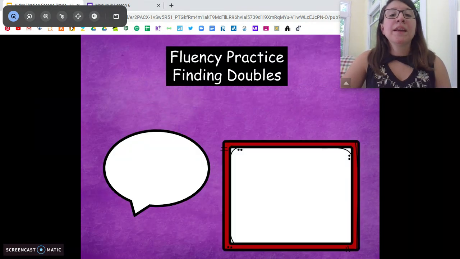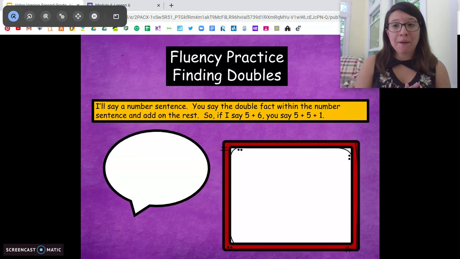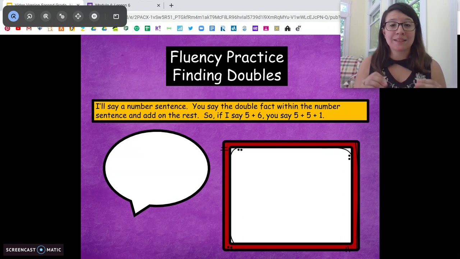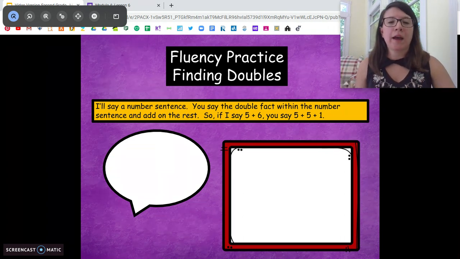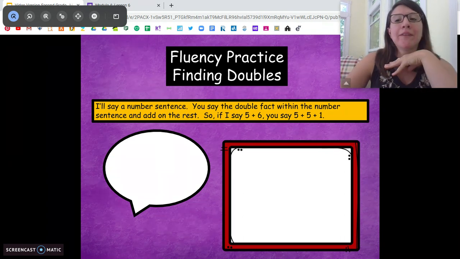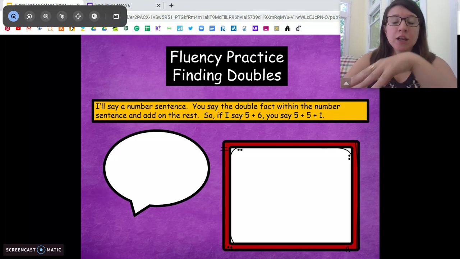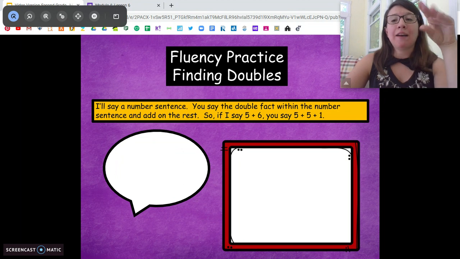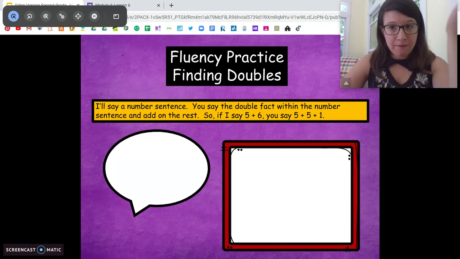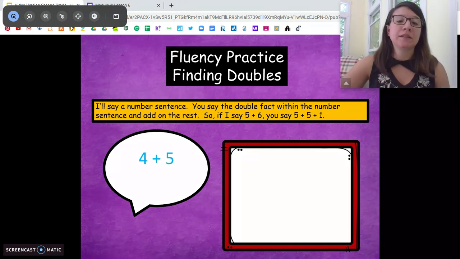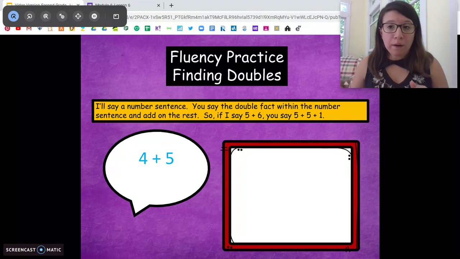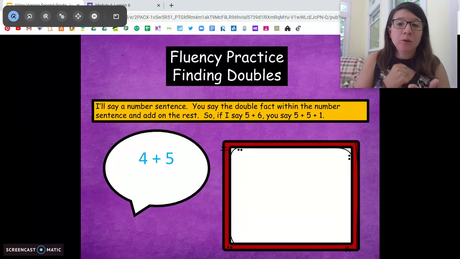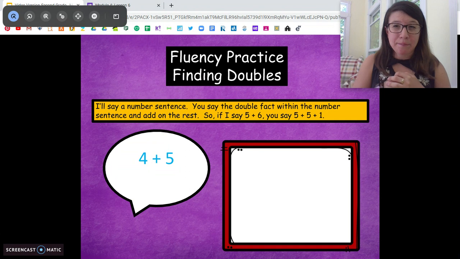All right, here we go. Today, we're going to start by reviewing our doubles plus 1 facts, okay? So, for example, I say 5 plus 6. You're going to change that into a doubles plus 1 fact by saying 5 plus 5 plus 1, okay? So, you're just going to tell me that number sentence. So, 4 plus 5. Tell me the doubles plus 1 fact. What would that be?